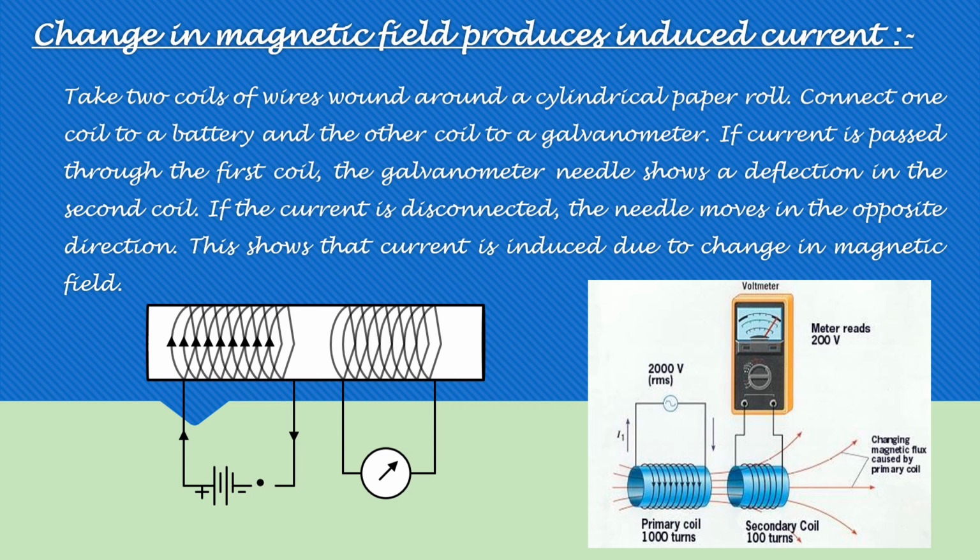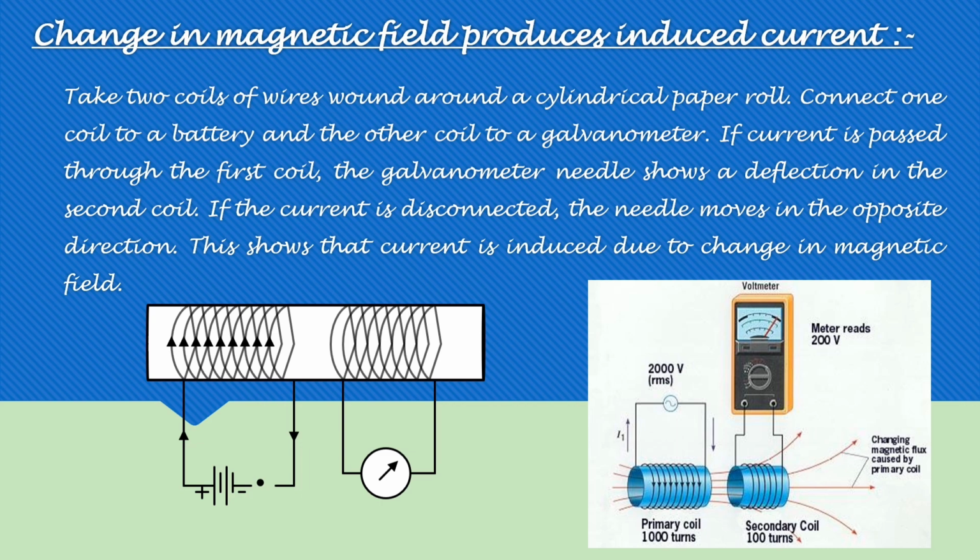Take two coils of wires wound around a cylindrical paper roll. Connect one coil to the battery and the other coil to a galvanometer. If current is passed through the first coil, the galvanometer needle shows a deflection in the second coil. If the current is disconnected, the needle moves in the opposite direction. So this shows that the current is induced due to the change in the magnetic field.